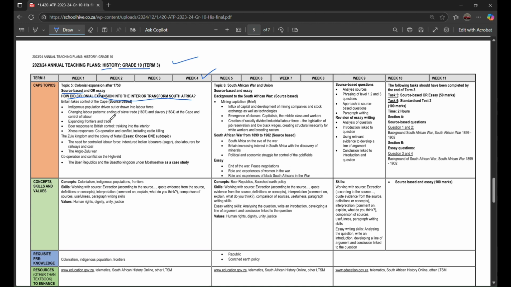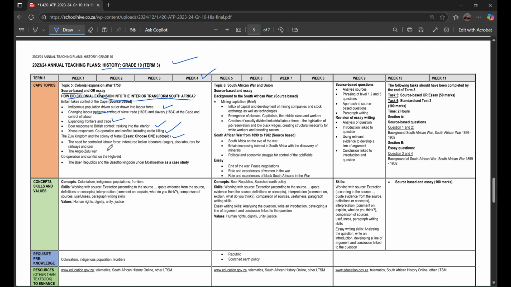Inside there's going to be the indigenous population driven out or drawn into the labor force, changing labor patterns, the ending of the slave trade in 1807 and slavery in 1834 at the Cape, and the control of labor, expanding frontiers and trade, the Boer response to British control, trekking into the interior, Xhosa responses, cooperation and conflict, including the cattle killing, the Zulu kingdom and the colony of Natal, which is an essay where you need to choose one subtopic.